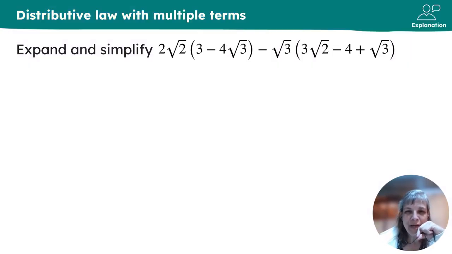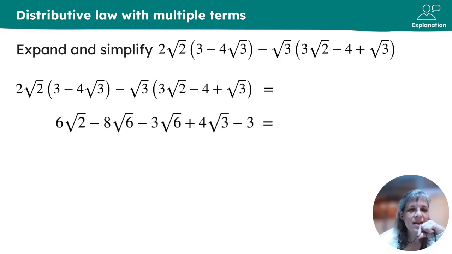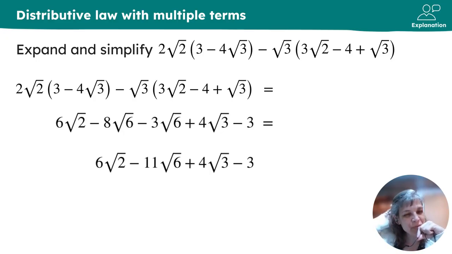Here's one more for you to try. Expand and simplify. All right, if you've worked on an answer, these might be some of the steps you'd come through. And in the end, you end up with root 2s, root 6s, root 3s, and just a regular number.